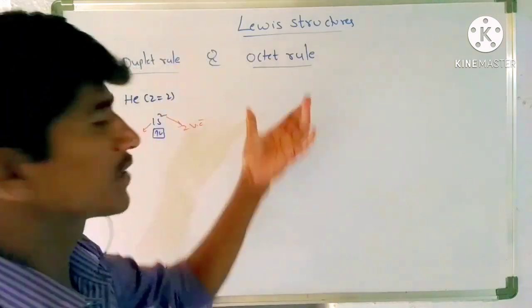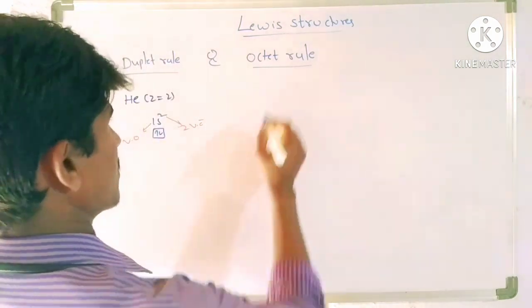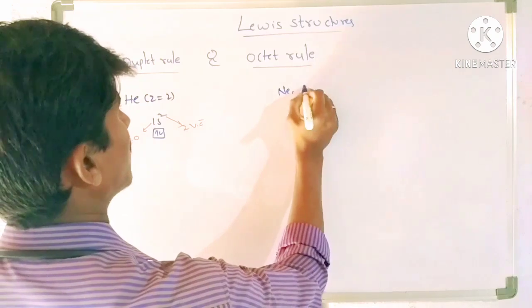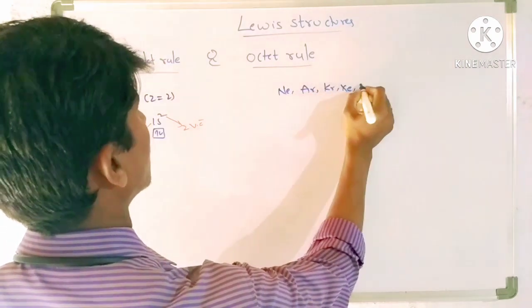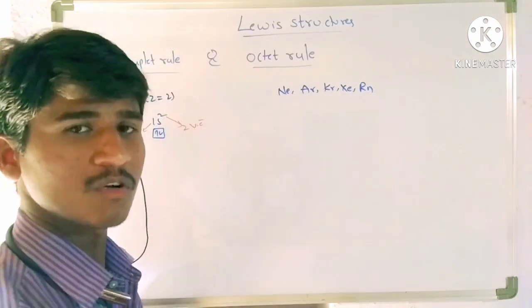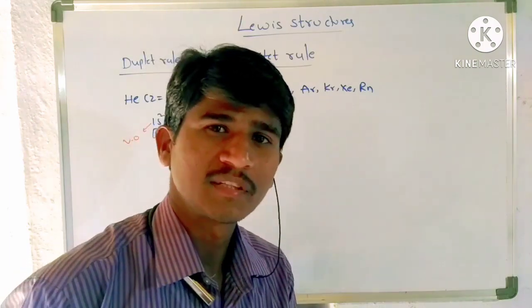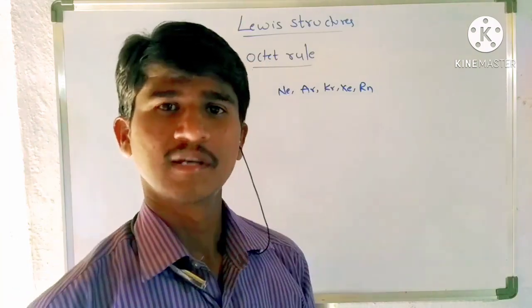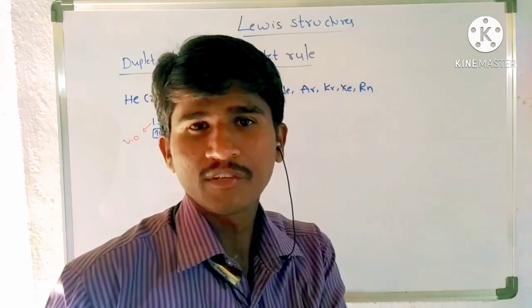Now coming to the octet rule. Except helium, the remaining elements, neon, argon, krypton, xenon, radon, are all stable due to the octet rule. Octet rule means octet configuration. What is octet configuration? Atoms with 8 electrons in their valence orbit are stable. That is octet configuration. So the elements with octet configuration are stable.